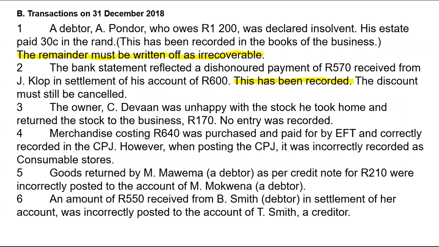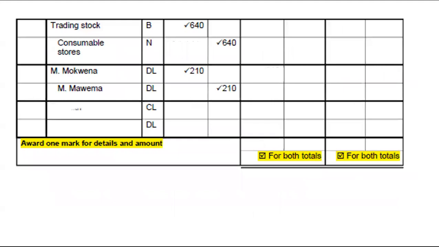Transaction six says an amount of 550 received from B. Smith in settlement of her account was incorrectly posted to the account of T. Smith, meaning that we debited bank, but we credited T. Smith instead of crediting B. Smith. So we need to correct this by debiting T. Smith. And now this will also affect creditors control. Okay, so what do we need to do here? We will simply have to debit T. Smith and also debit our creditors control because we're not owing T. Smith any amount. And then we credit B. Smith as well as our debtors control. Then you total it up. And that's it.